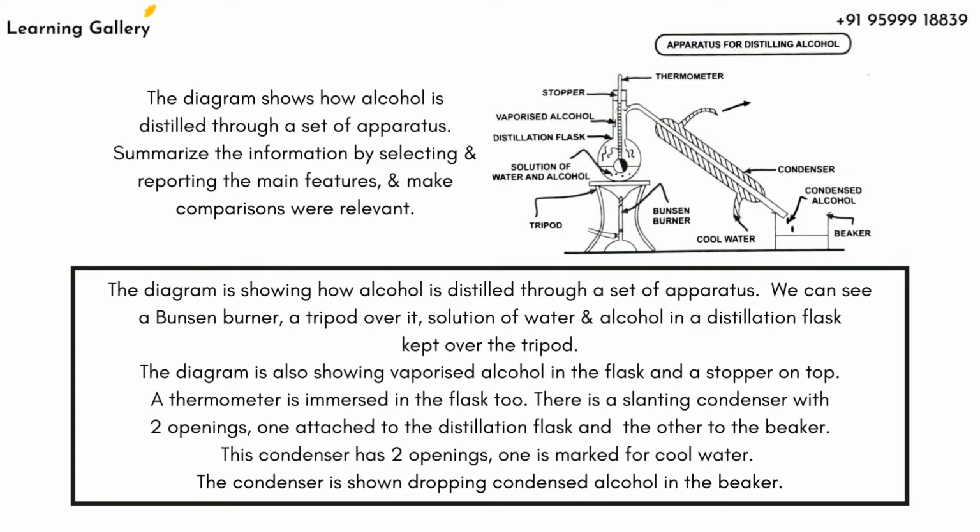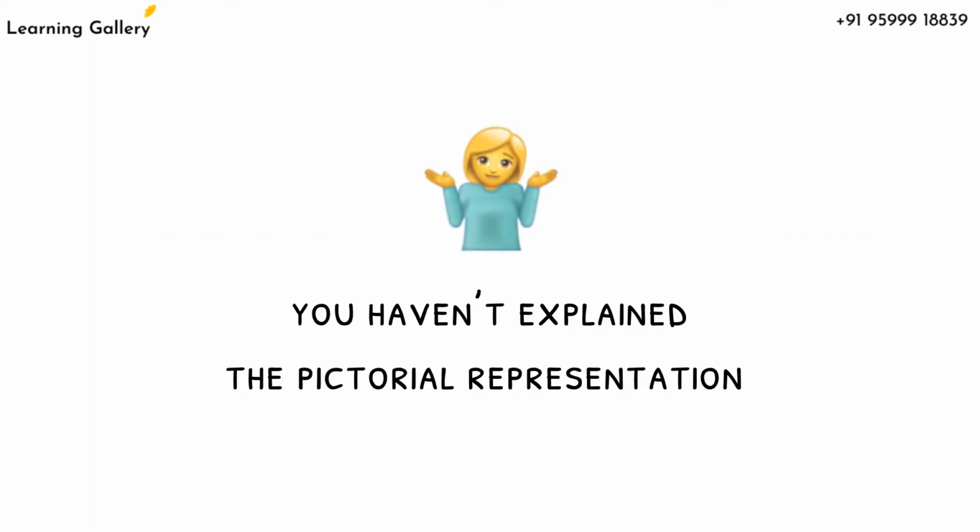This condenser has 2 openings. One is marked for cool water. The condenser is shown dropping condensed alcohol in the beaker. Well, this is an exact description of the diagram. So you have detailed the picture, but you haven't explained the pictorial representation. Sorry, but this is not how your answer is supposed to be.